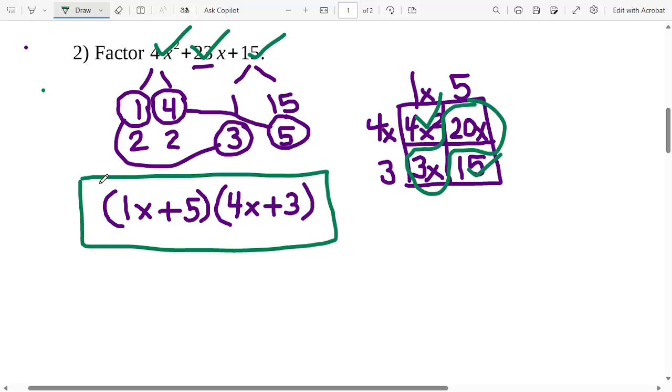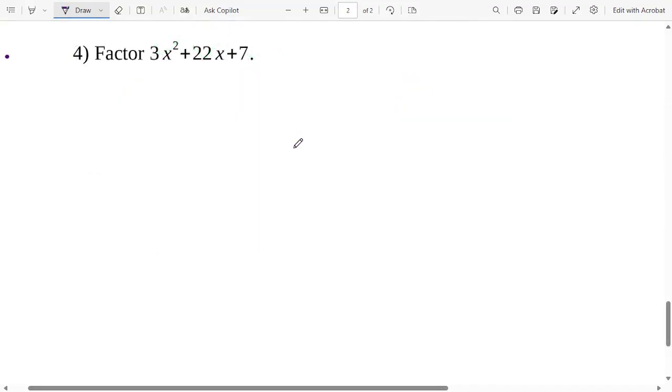Let's try one more example just to make sure we've got it. Okay, the last one, we're going to factor 3x squared plus 22x plus 7. So I'm going to list the factors of 3, so 1 and 3. Maybe you want to pause the video at this point and try it yourself. Okay, so now I'm going to list the factors of 7, so 1 and 7.